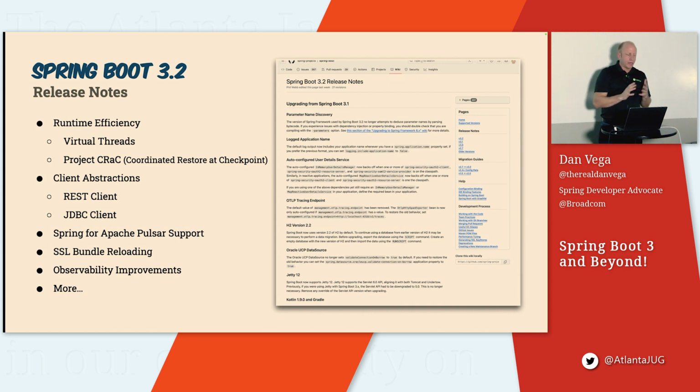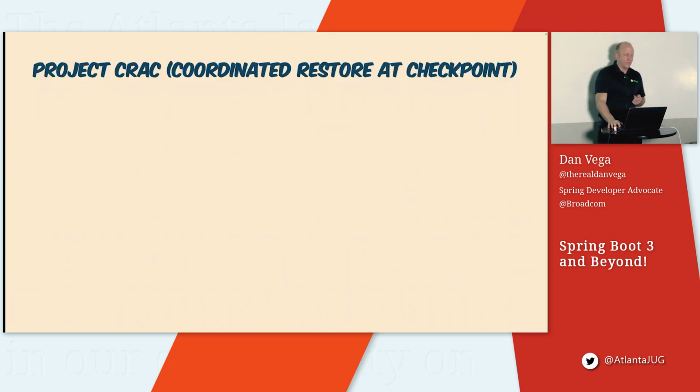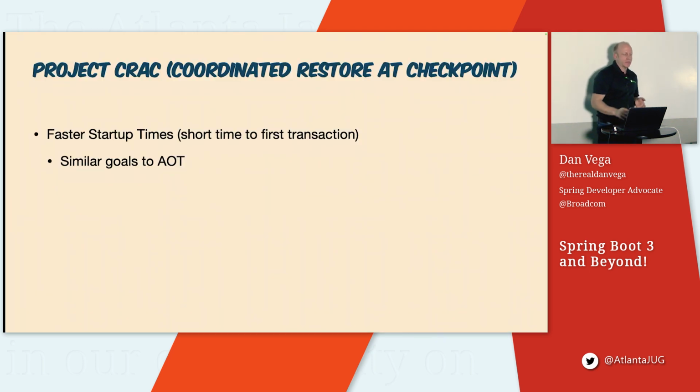For 3.2, I kind of combine these into three big buckets. Runtime efficiency, so we added first-class support for virtual threads. We'll see an example of that. The initial support for Project CRaC, we'll talk about that as well. And the new client abstraction. I'm a big fan of the REST client and the JDBC client, and we'll do some live coding around that. So, runtime efficiency. Project CRaC.